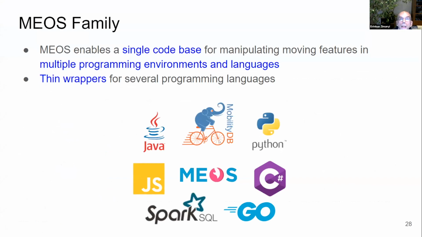So in essence, MEOS enables a single code base for manipulating moving features in multiple programming environments and languages. We have a basic triad, which is MEOS in C, MobilityDB, which is a small SQL wrapper around MEOS, and PyMEOS, which is a small Python wrapper around MEOS. And we are currently developing all these other wrappers to be able to apply the same temporal Douglas-Peucker simplification in whatever is your favorite language to program in.